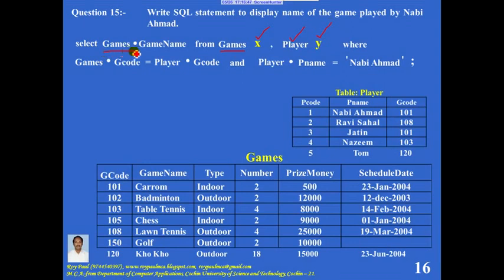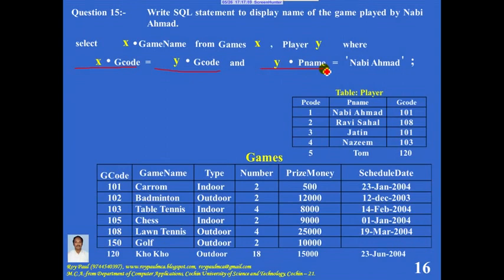So here games.game_name can be written as x.game_name. Similarly, games.gcode can be written as x.gcode. Player.gcode can be written as y.gcode and player.pname should be written as y.pname.